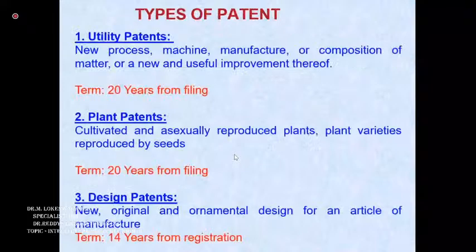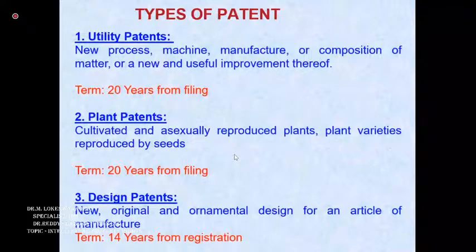Like intellectual property, which has different types, in the same way there are different types of patents. Mainly, three types of patents: utility patents, plant patents, and design patents. Utility patents cover new processes, new machines, manufactures, or compositions of matter, or new and useful improvements thereof. The whole pharmaceutical industry, the automobile industry or the software industry all come under utility patents. The term of these patents is usually 20 years from the filing date of the patent.